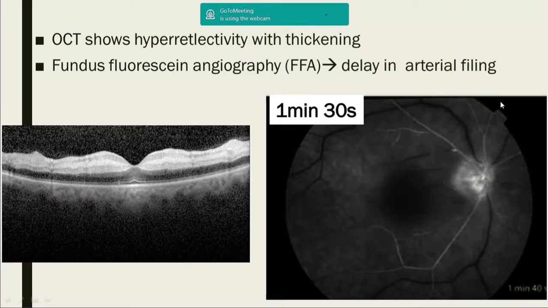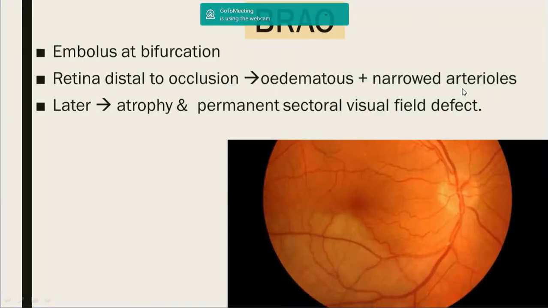So FFA will show delay in the arterial filling. At 1 minute, it is supposed to be in delayed venous filling, but it is still in the arteries. The filling is still in the arteries, so you can see that it is delayed filling. You might think that CRAO should show no filling in the arteries. It is not such. The entire artery might not be occluded in most of the cases. So there is a slight amount of filling or gradual filling in the arteries that can be seen, which is late. So that is a classic feature of CRAO.